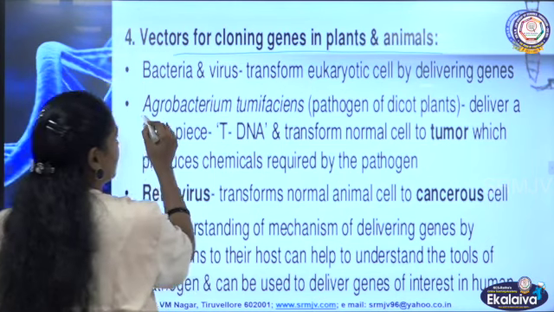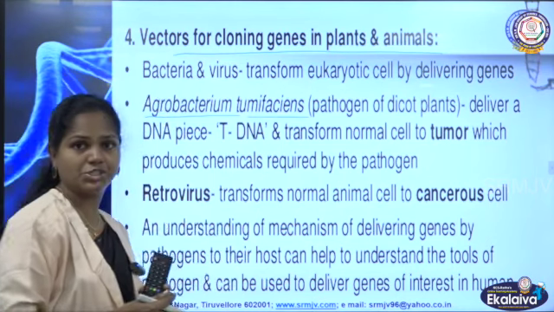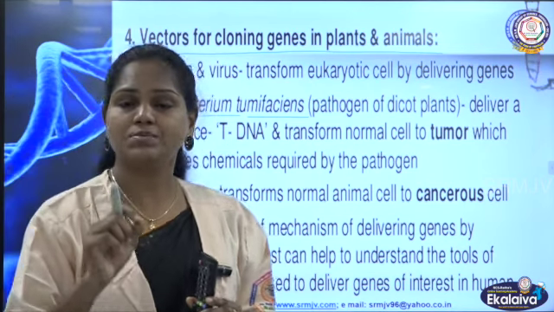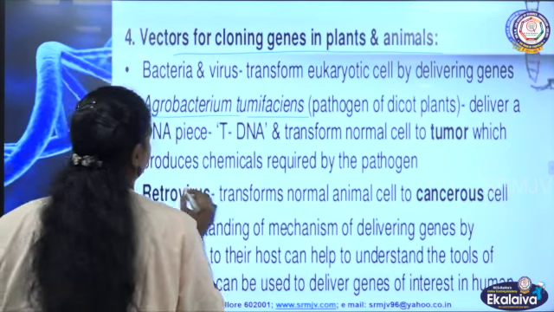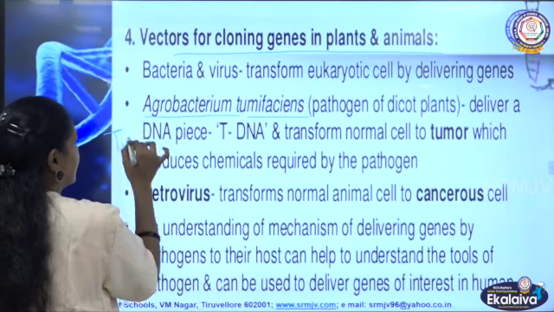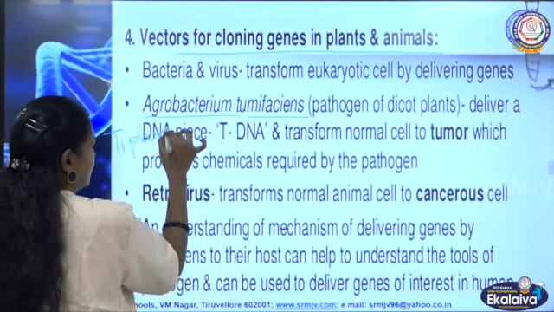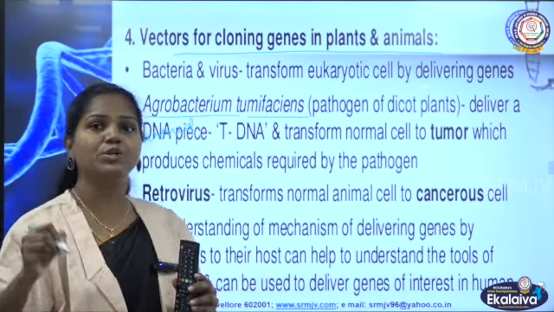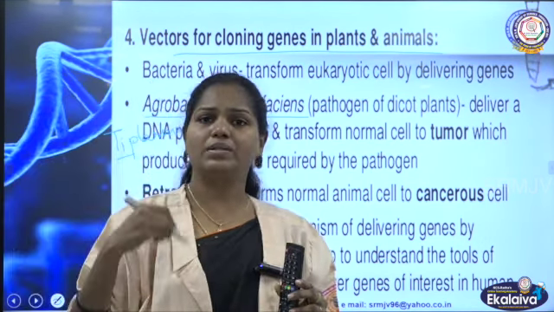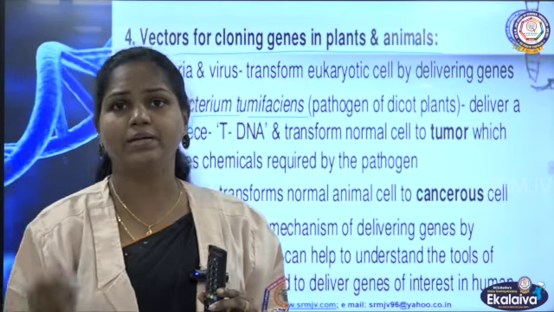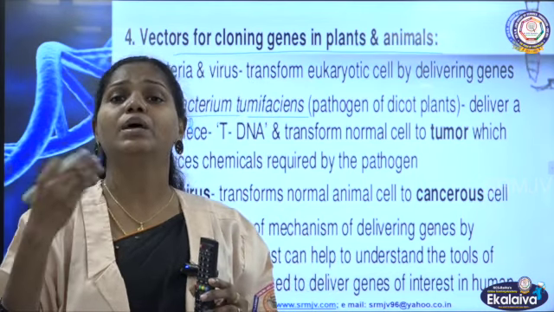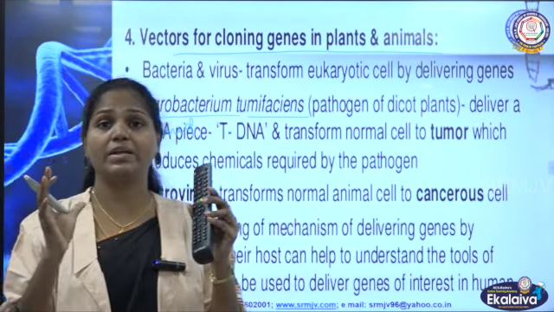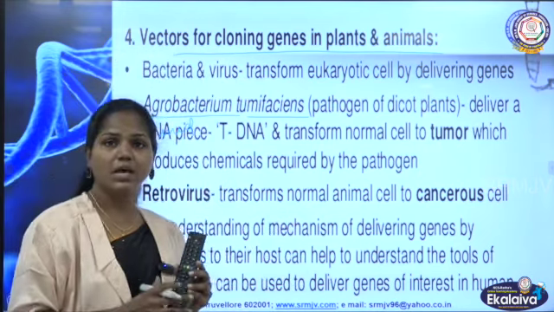There is a bacteria called Agrobacterium tumefaciens. This bacteria has a plasmid called the Ti plasmid. What does Ti stand for? Tumor inducing plasmid. When this bacteria infects a plant, it introduces the plasmid and induces a tumor. That disease is called crown gall disease.